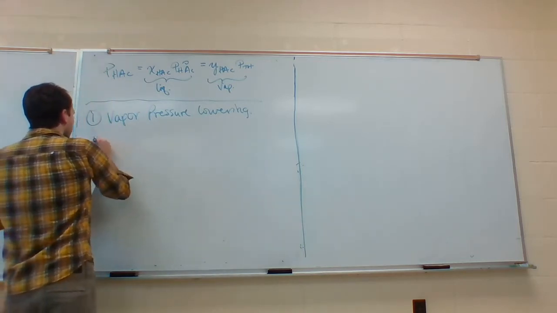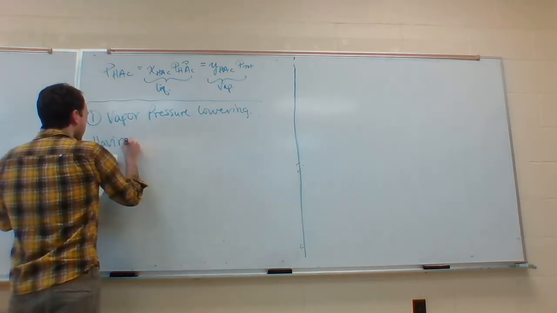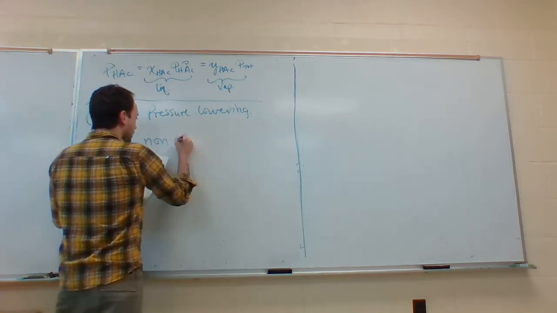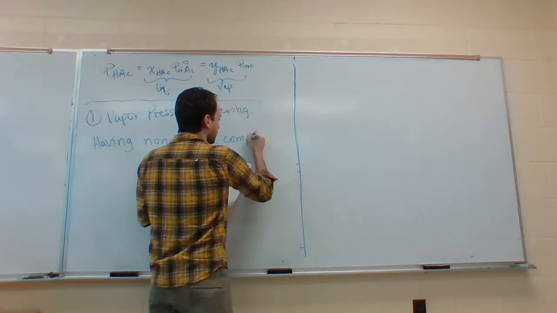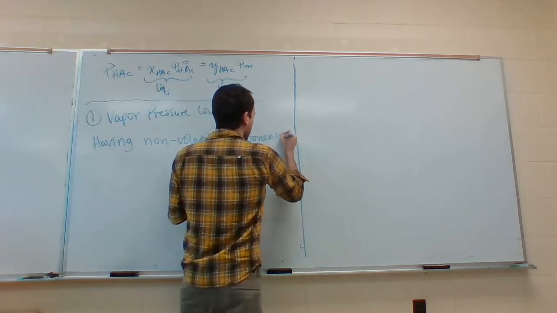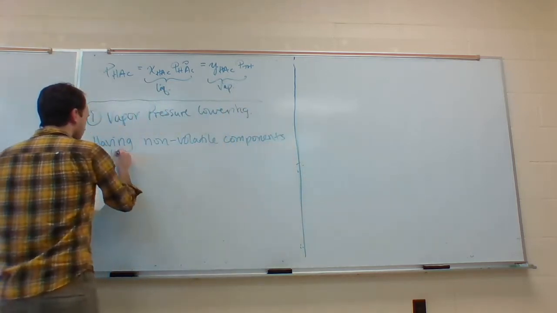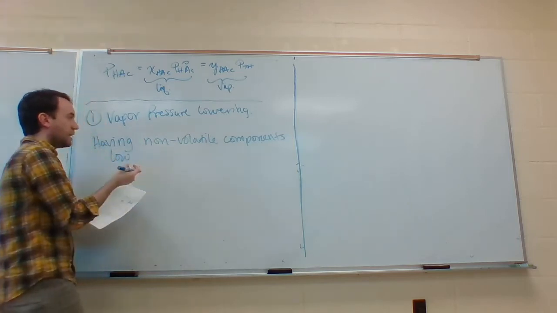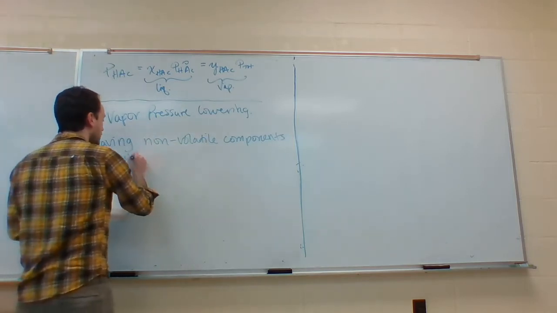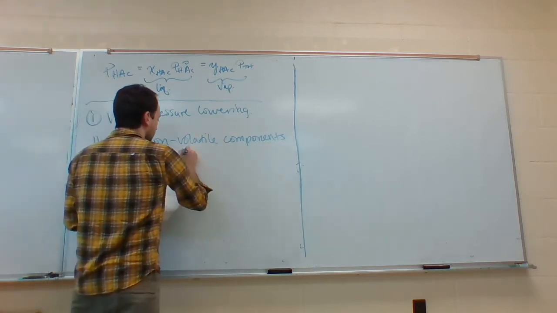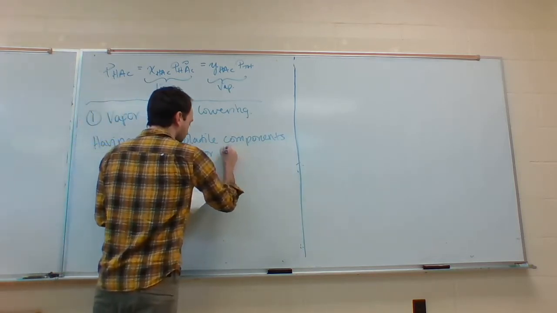Now, if we have non-volatile components, that will result in a lowering of our vapor pressure. So having non-volatile components lowers your vapor pressure.